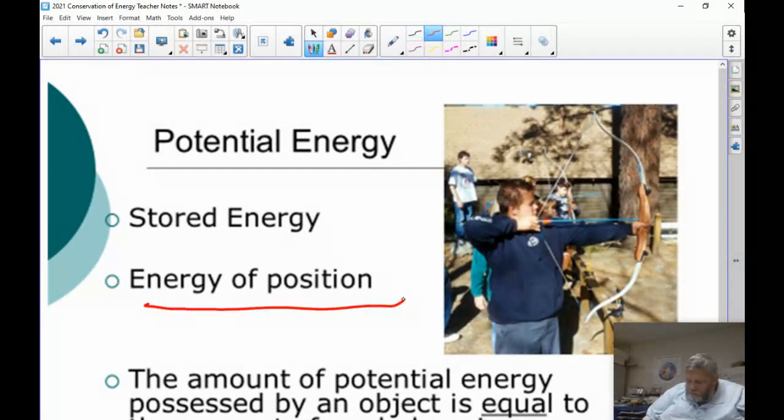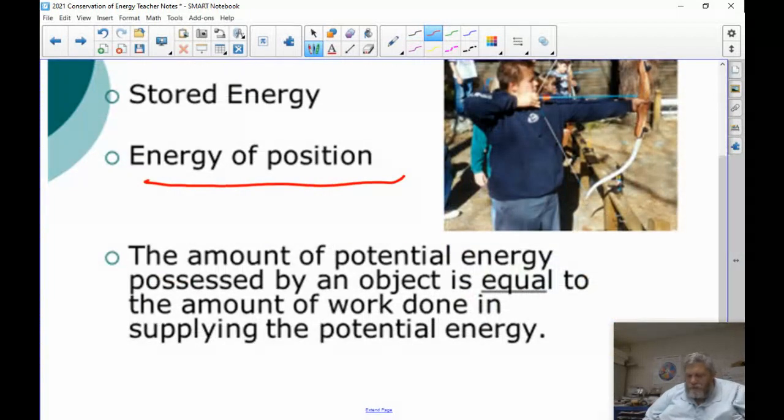The amount of potential energy possessed by an object is equal to the amount of work done in supplying that energy. So going back to the bow, as you pull the bow back, you're doing work on that bow, giving it potential energy. And then when you release it, it releases that same energy to cause the arrow to move.